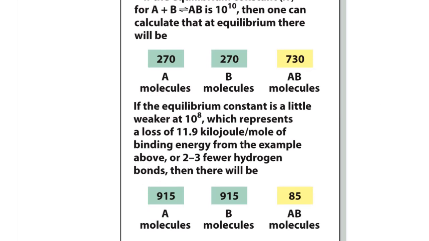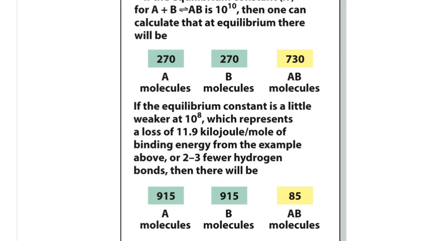If the equilibrium constant is a little bit weaker at 10 to the 8, which is 2 logs lower than 10 to the 10, which represents a loss of 11.9 kilojoules per mole of binding energy from the example above, or 2 or 3 fewer hydrogen bonds, then there will be 915 A, 915 B, and 85 AB molecules.